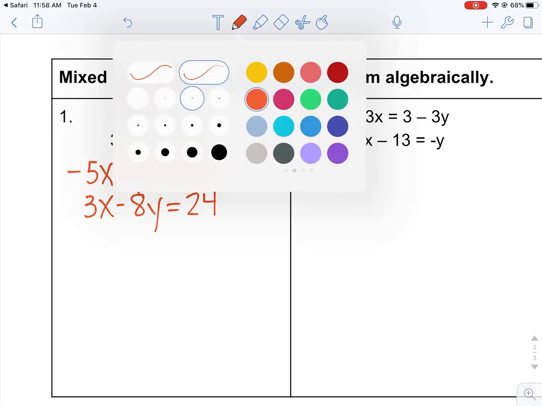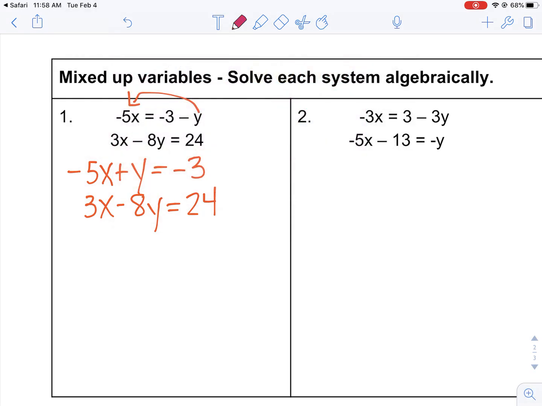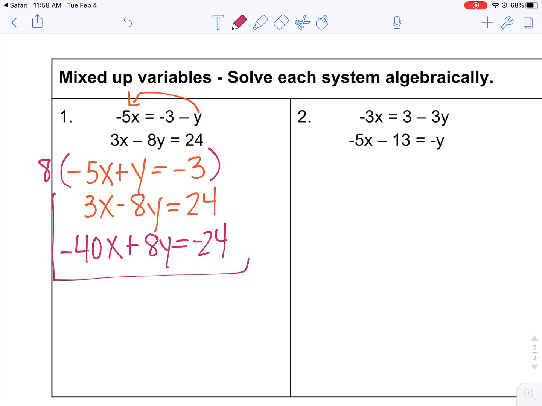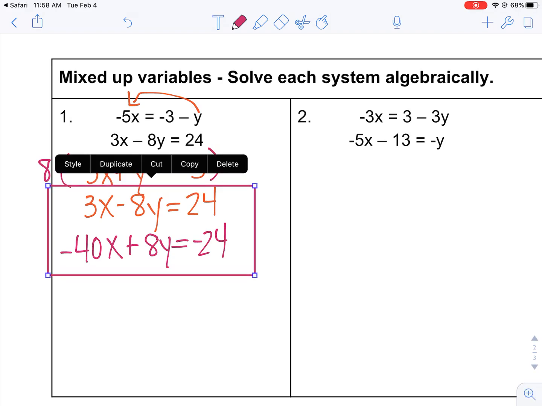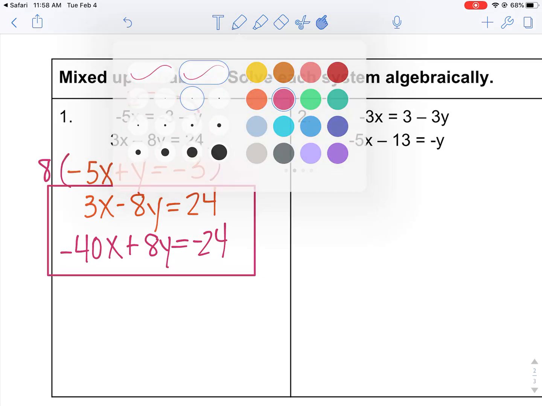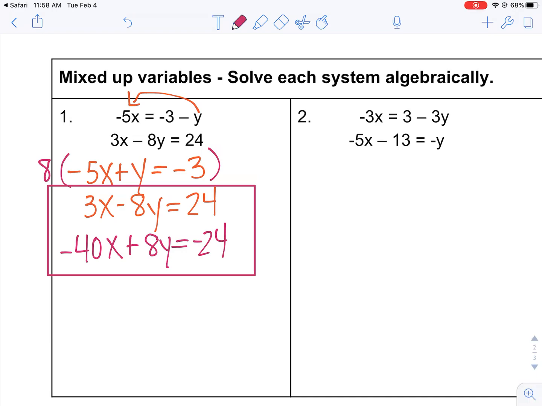So to save yourself some work, you can actually just push a positive 8 through the top. That'll give you negative 40x plus 8y equals negative 24. And you can automatically see that in these two equations, with the change, that the 8's are opposite coefficients. And I can go about solving for x in this case.